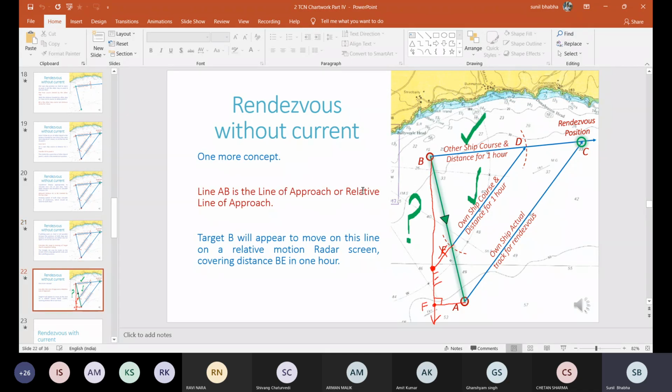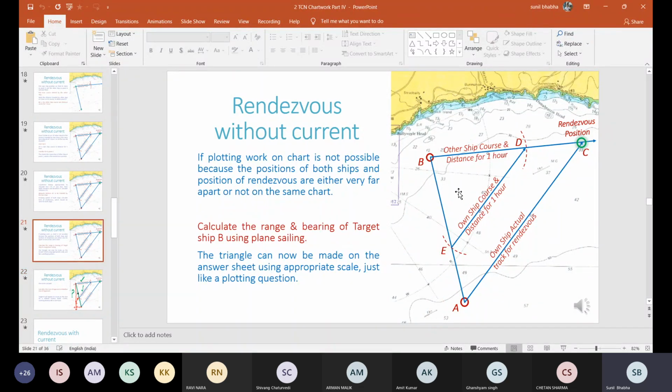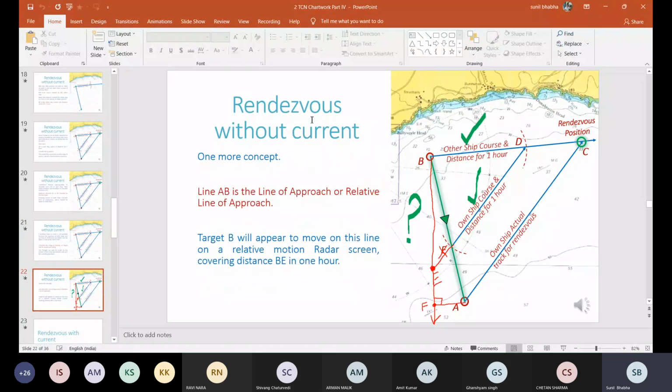Okay, now I will discuss one more additional concept related to this plot. So, rendezvous without current, one small concept we will discuss, and after that we will move on to rendezvous with current. So any doubt up to here, beta? Okay, great. So let's proceed ahead.